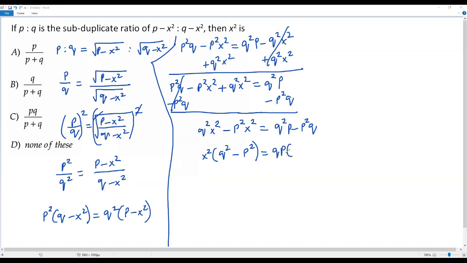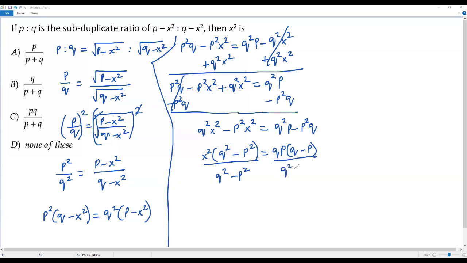If q times p is factored out, I have q left in the first term, and negative p left in the second term. And we can verify this factoring. If I distribute this qp to this q, I'm getting q square p. When I distribute this qp to this negative p, I'm getting negative p square q. Now to solve for x square, I have to get rid of this expression q square negative p square. For that, we have to divide both sides by q square negative p square.